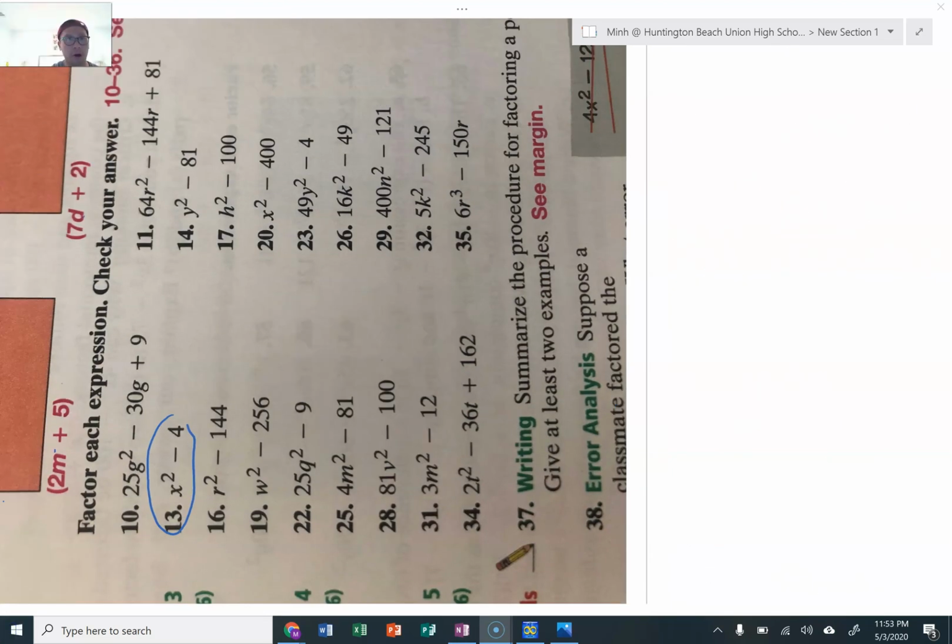All right, so for our new lesson, we're going to start with problem number 13 that's circled in blue. I know it's cropped a little bit weird. I couldn't fix it for some odd reason, but I'll rewrite the problem. So number 13 says x squared minus 4. And with the factoring process, I told you, let's start off with finding the GCF. There's no GCF with x squared minus 4 at all.